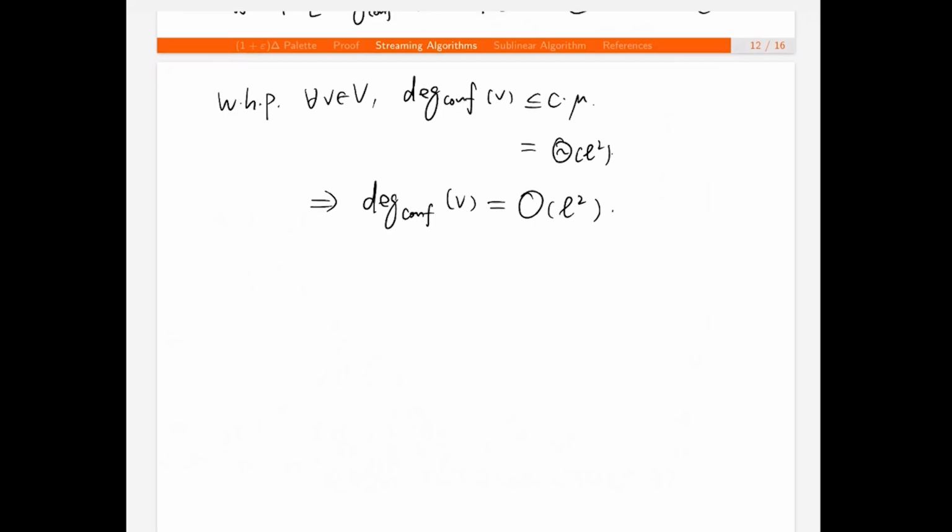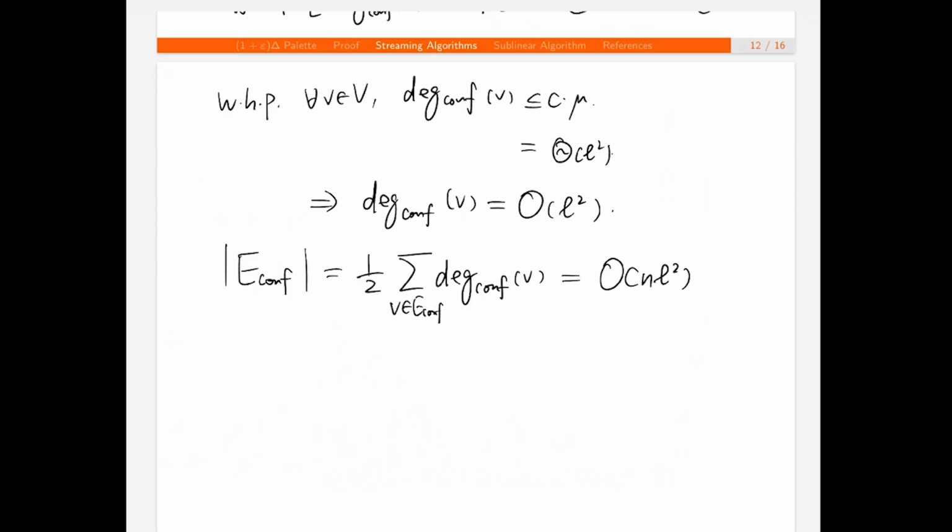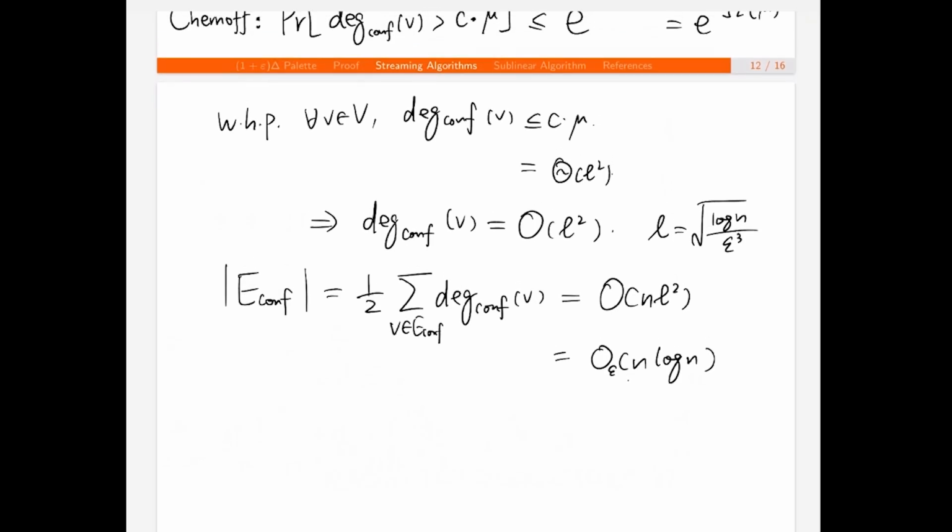Then we can apply the handshake theorem. The set of edges is one half times the sum of all the degrees in the conflict graph, and this is exactly O of n L squared. Since we chose L to be square root of log cubed n, log n over epsilon cubed, this is exactly O of n log n, hiding the epsilon factors. And this finishes the proof of the streaming algorithm.